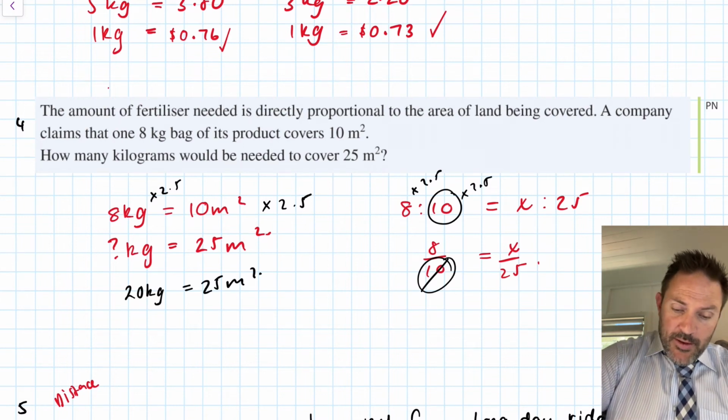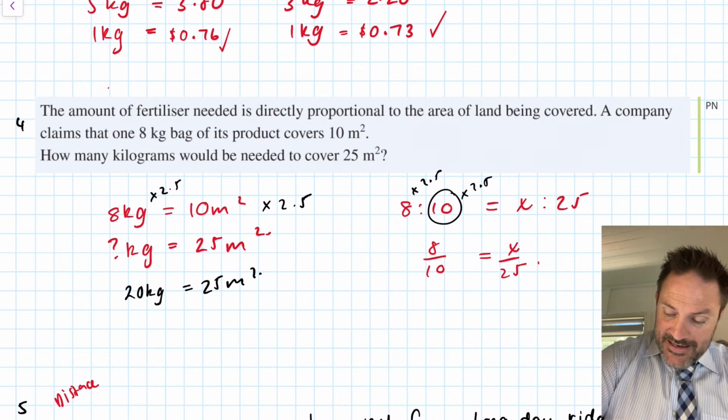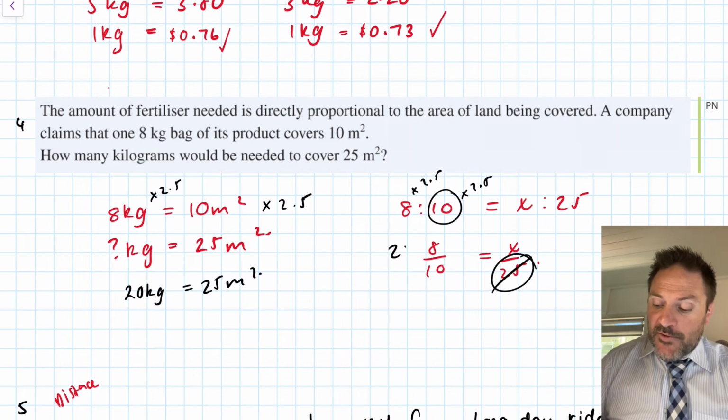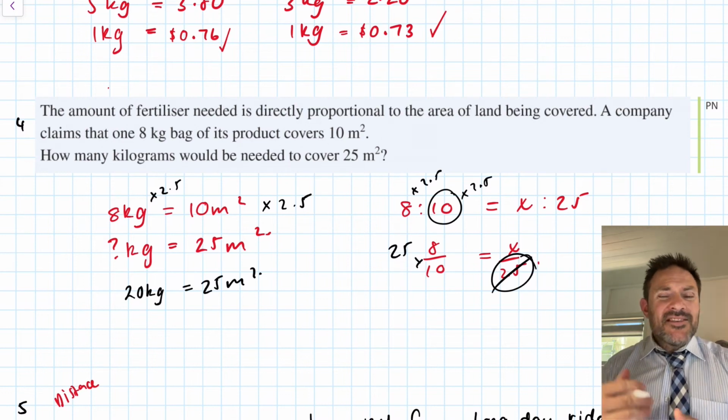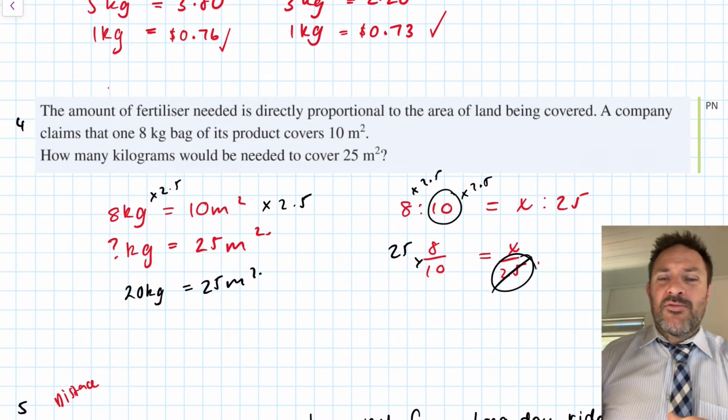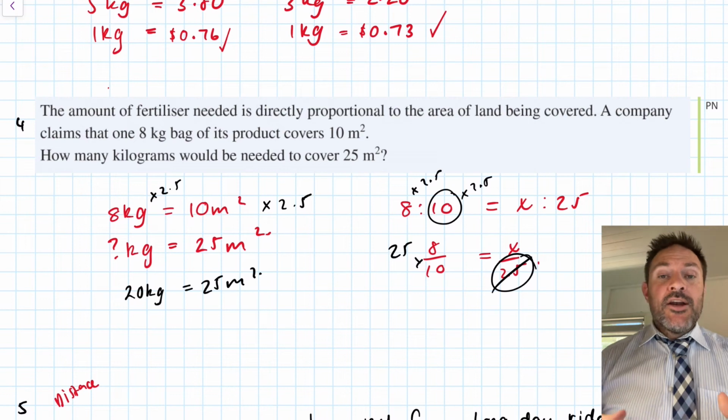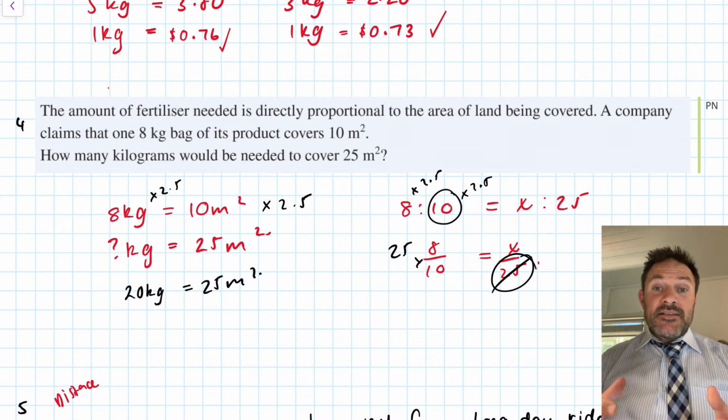I could even, on the last one, get rid of the divide by 25 by timesing by 25. Same answer. There's so many ways you can do this question. I'm not going to take you through the big formulas, etc. for direct proportion, but it's a bit of mathematics.